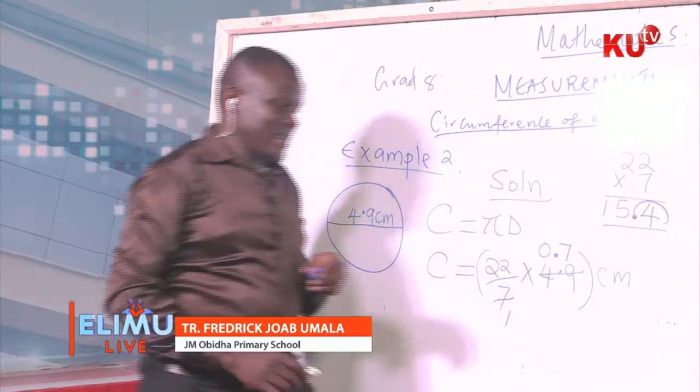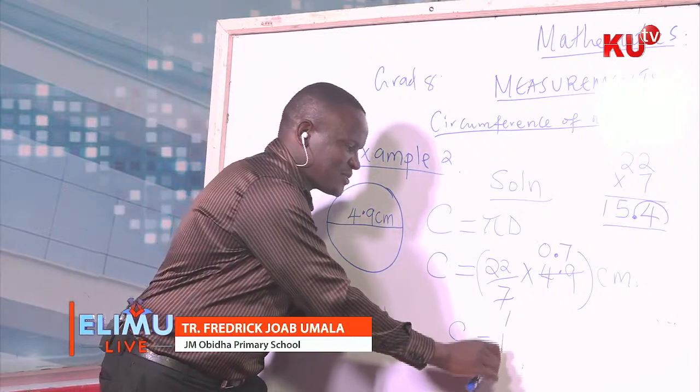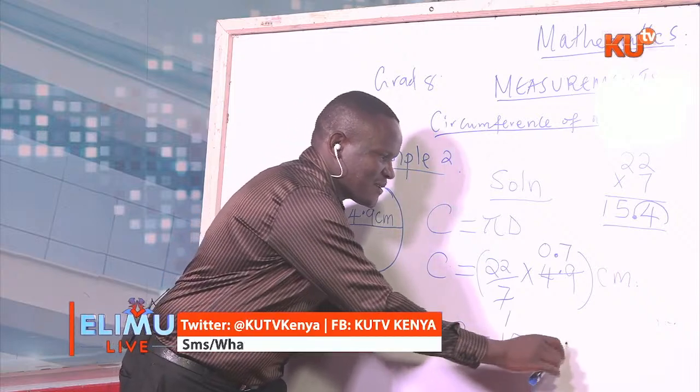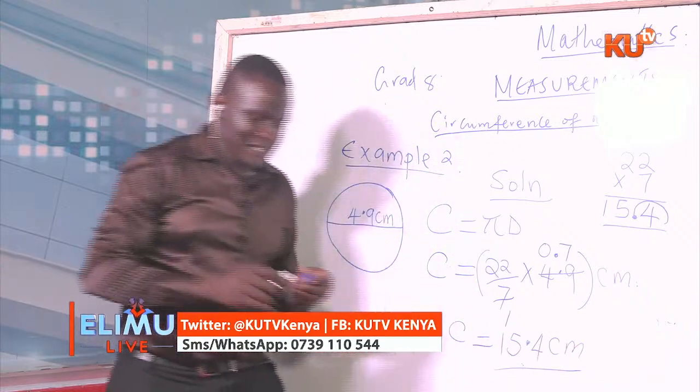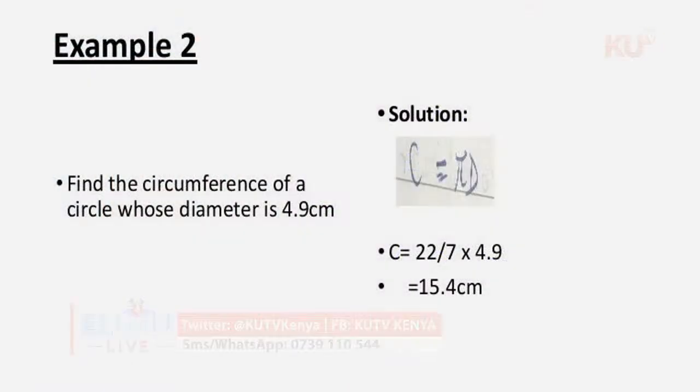So there we are. So our circumference will be equals to 15.4 centimeters. Our circumference will be equals to 15.4 centimeters. Once again, let me repeat the procedure that we have followed to work out this problem.